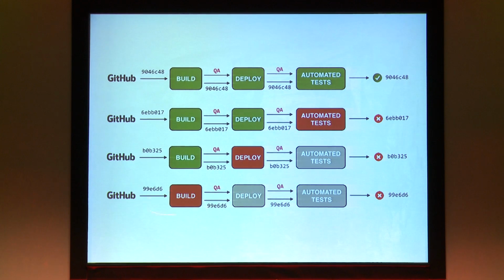But here, in the build phase, something failed. And here, something in the deployment script was wrong. And here, some automated tests were failing. Okay? So it's important that everyone in the team is able to see that. It should be on a big screen somewhere.